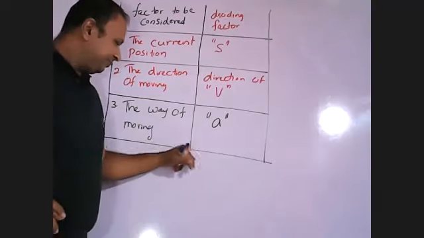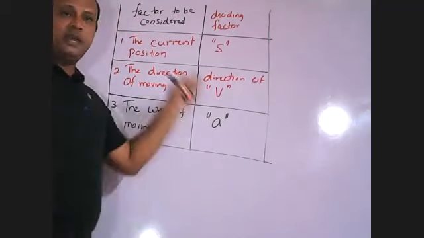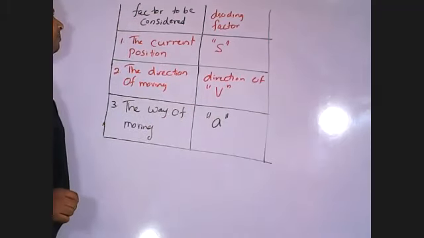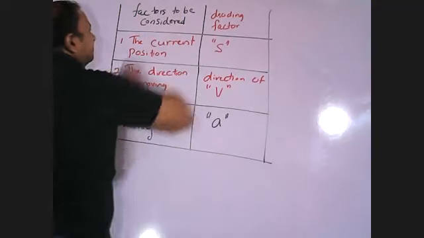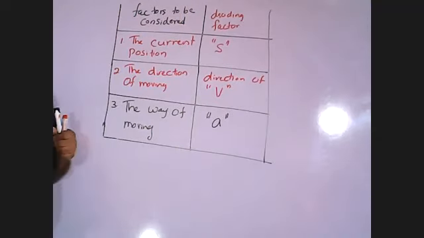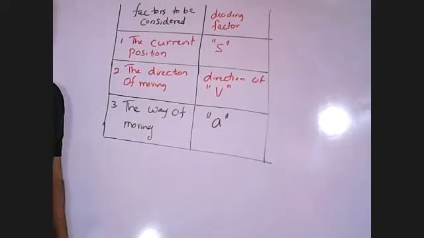Okay, then draw this table. The first column: factors to be considered. The second column: deciding factor. The first factor is current position. The deciding factor of that is displacement, actually the positive or negativeness of displacement.